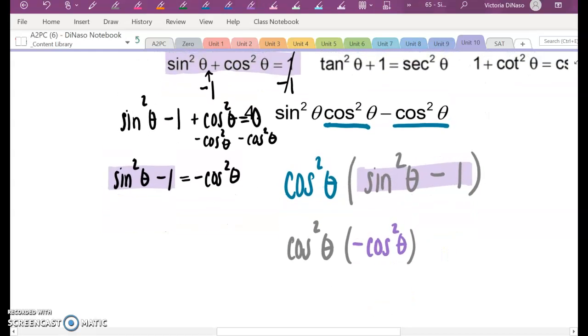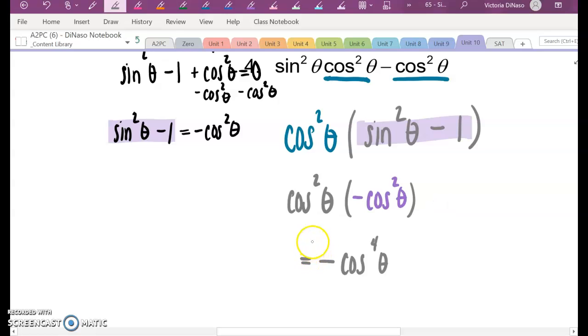So this isn't subtraction. I'm not going to get 0. This is multiplication. I've got a positive times a negative. So my final answer is going to be negative. And then I have cosine to what power? The 4th power, because 2 plus 2 is 4. So my final answer is negative cosine to the 4th theta.